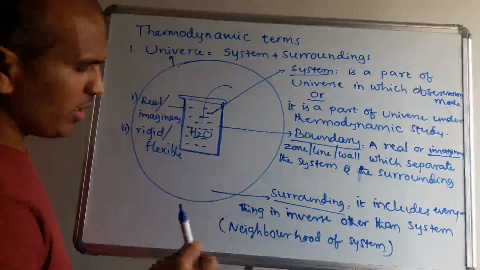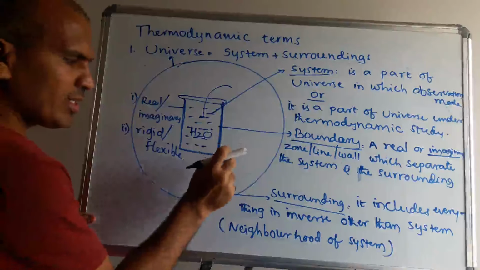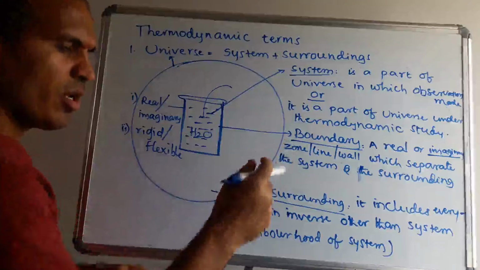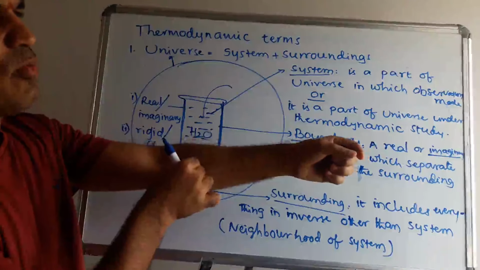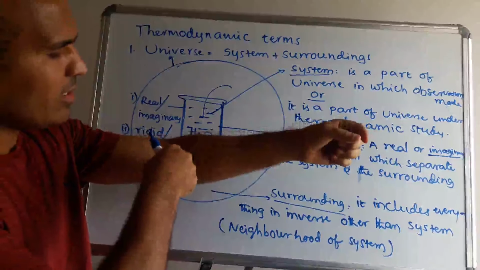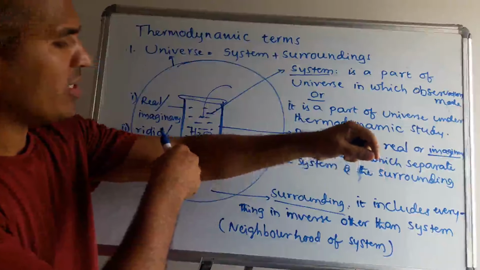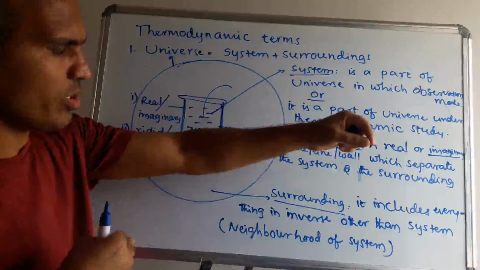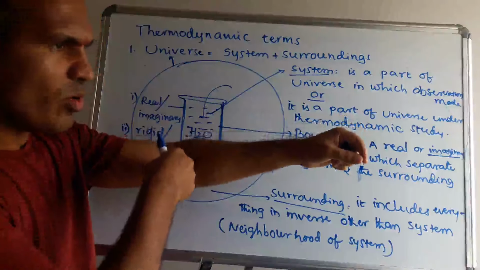Now consider this board. The board is rigid, not flexible. Now consider this skin, this wall. Which one is it? Flexible. If you press like this, it moves inside, meaning it is flexible. It can come back to its original position. So this is a flexible boundary.